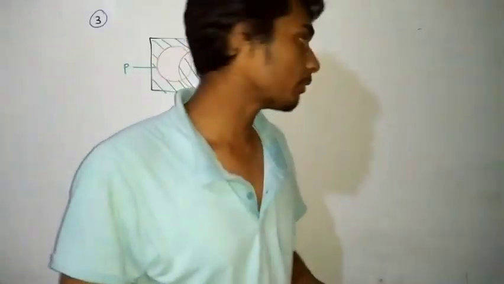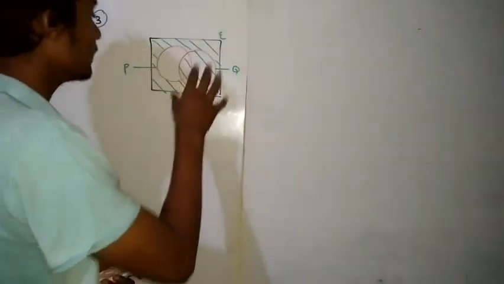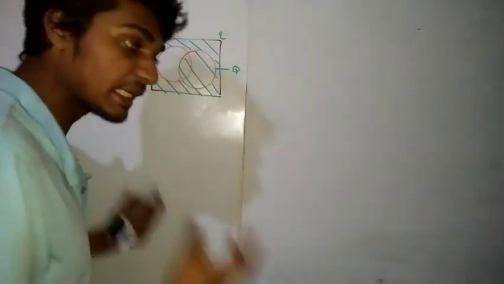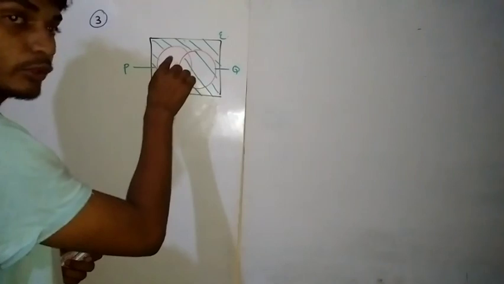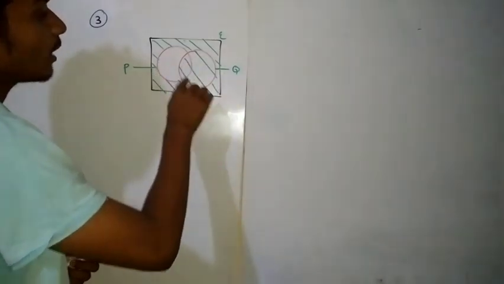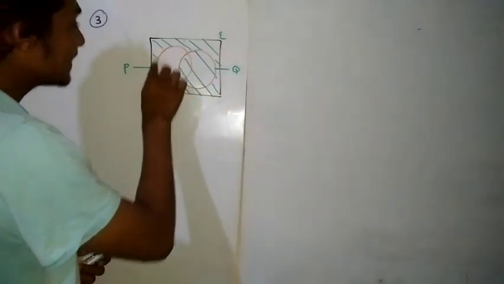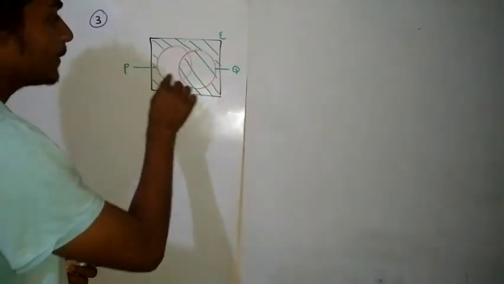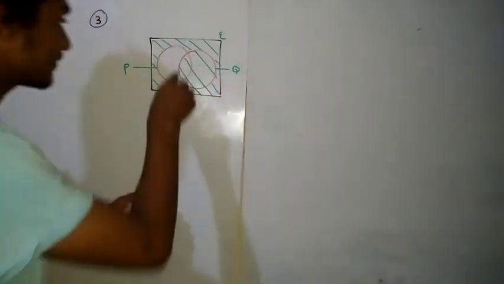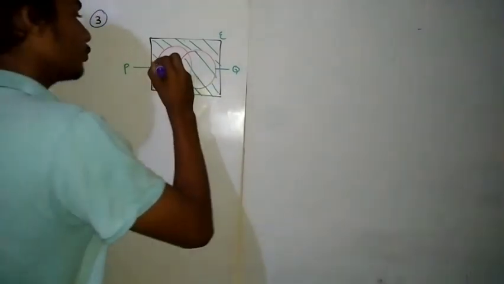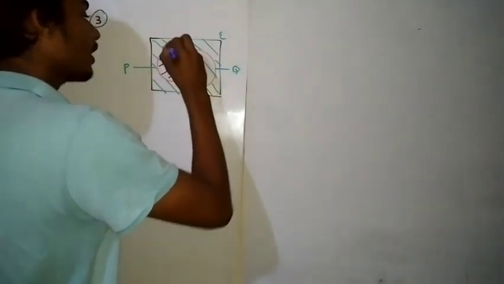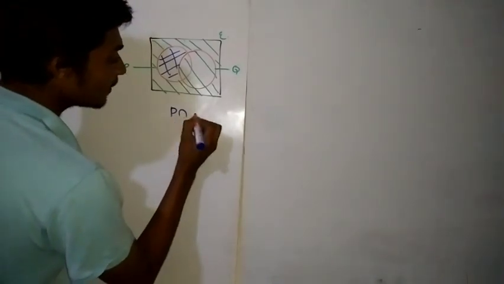Fine. On the third problem, you have to write the region in terms of set notation. You see that P is not included and Q is included. So what is this region? Initially we will find this region, which is P and not Q. Let me shade it in blue color so that you might understand this. The blue color region is P and not Q.